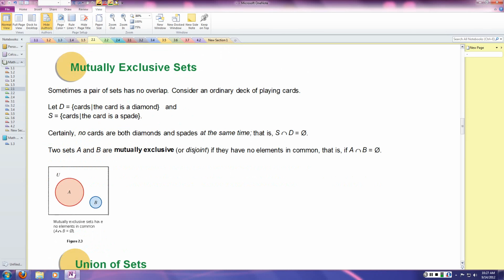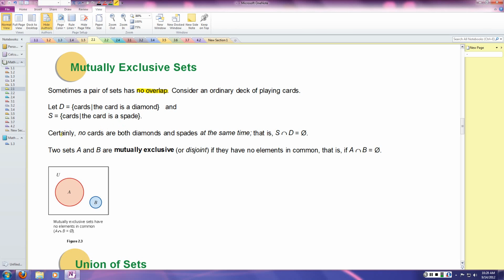So the next thing we'll talk about is mutually exclusive. Sometimes it's possible that we have no elements in common. There's no overlap. So this example here, D is the set of cards where the cards are diamonds. So we have the 2 of diamonds, the 3 of diamonds, the 4 of diamonds, the 5 of diamonds, all the way up to the ace of diamonds. And S is the set of cards that are spades. So we have the 2 of spades, the 3 of spades, so forth.